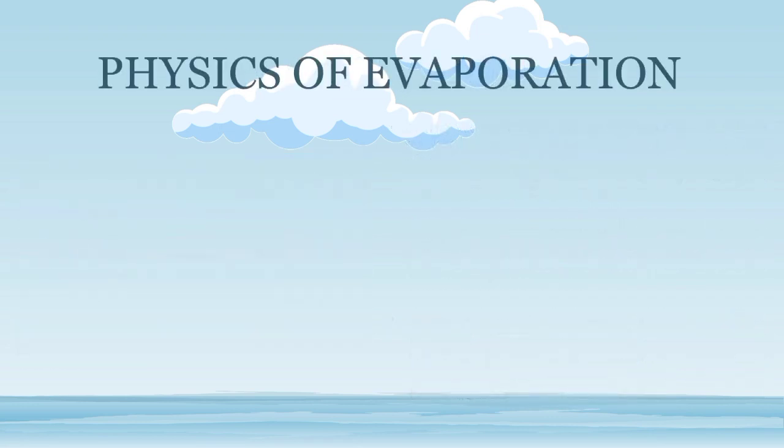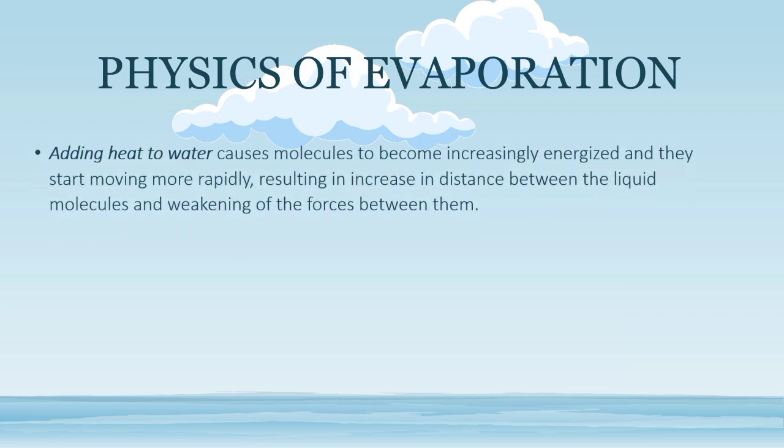Physics of evaporation. Evaporation happens when the liquid turns into a gas. The process begins when the liquid gets energy in the form of heat. Adding heat to water causes molecules to become increasingly energized and they start moving more rapidly. This means that the liquid's molecules have to gain kinetic energy, resulting in an increase in distance between the liquid molecules and weakening of the forces between them.